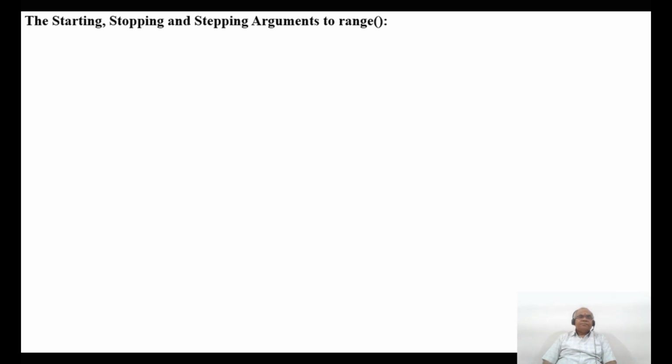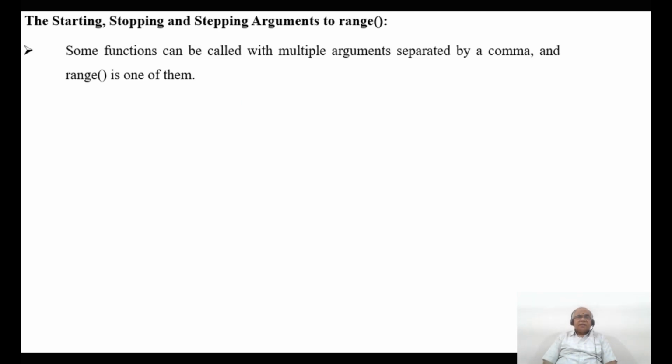Now, in this video, we are going to take up one more topic on Python programming: how to use the range function with starting, stopping and stepping arguments. To do that, some functions can be called with multiple arguments separated by a comma, and the range function is one of them.